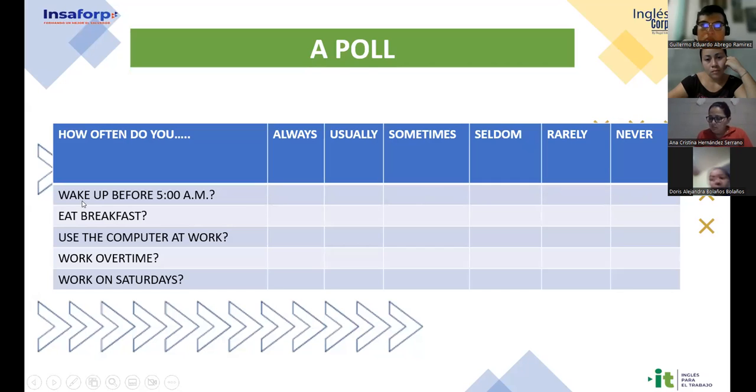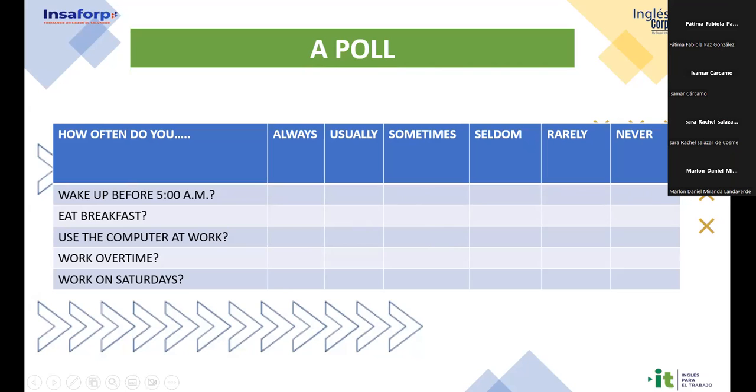Okay, everybody, are you ready? Guillermo, I'm going to write here the number. Begin by asking one by one. I don't know if you see the names of the people. Yes, teacher. Okay, it's Raquel, Ana Cristina, Doris, Fatima, Fabiola, Isamar, Marlon. Ali is not in the class.